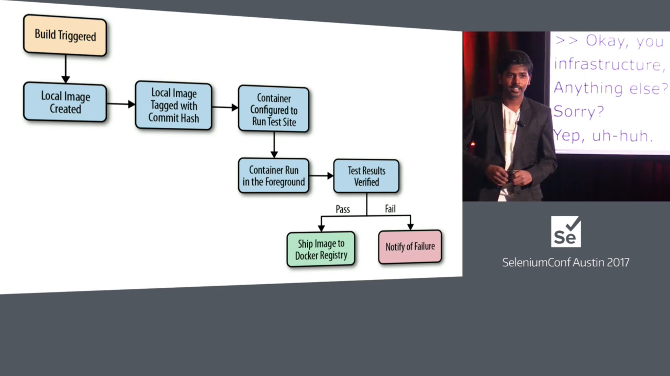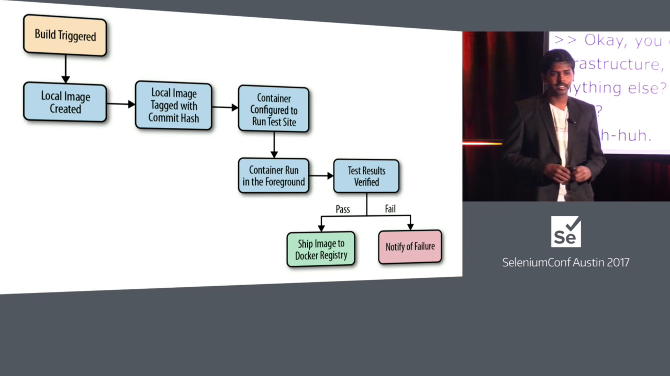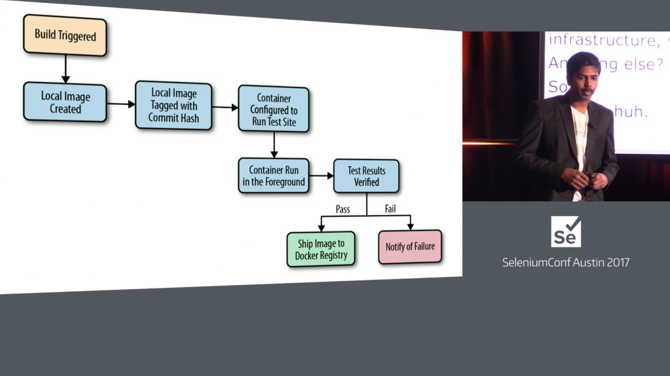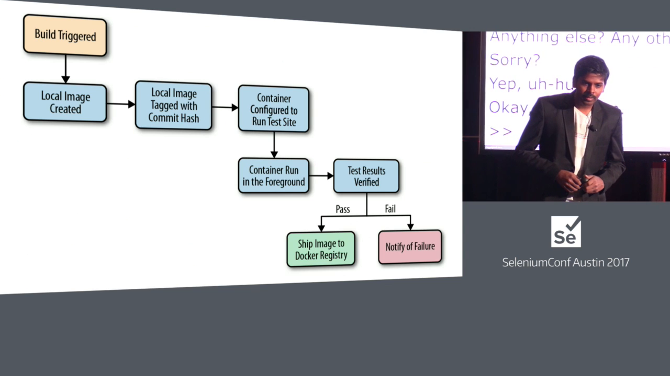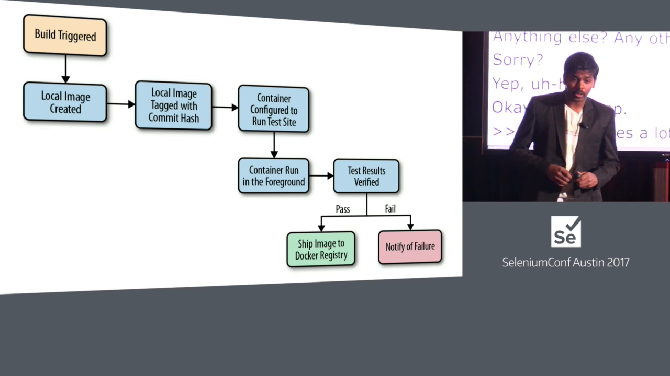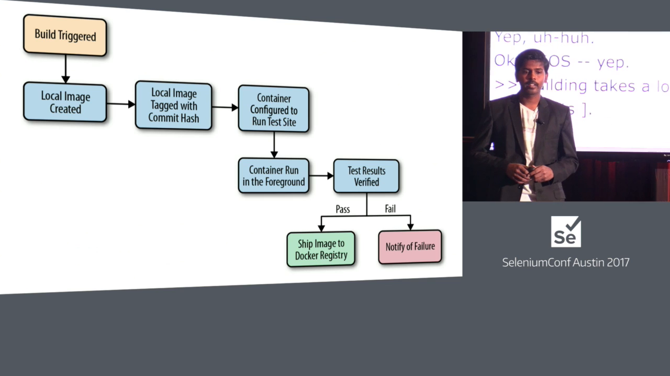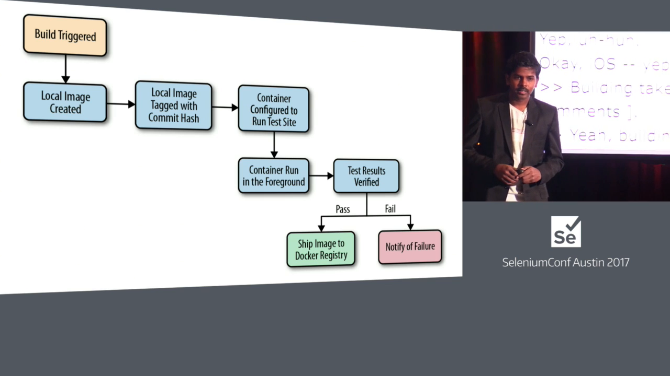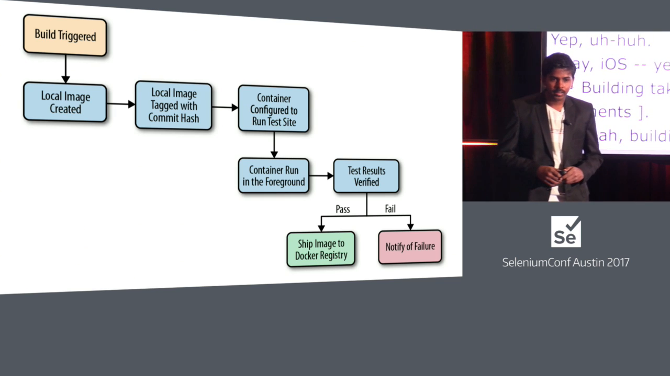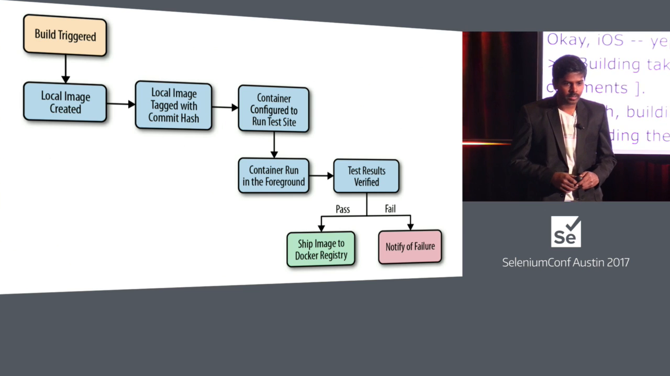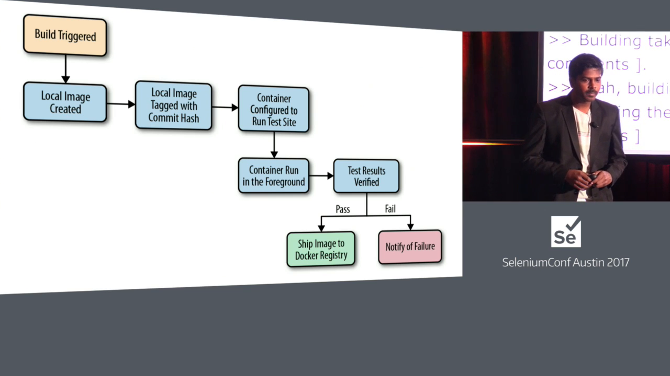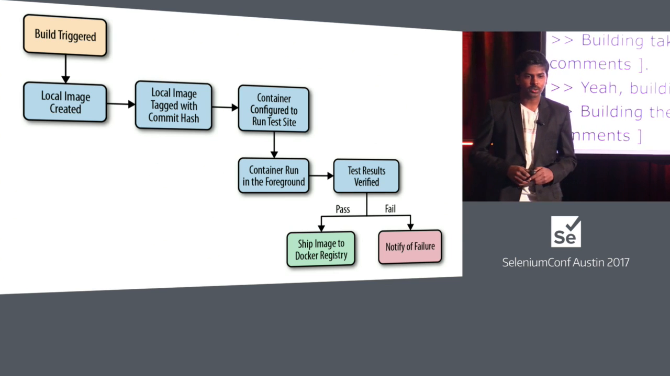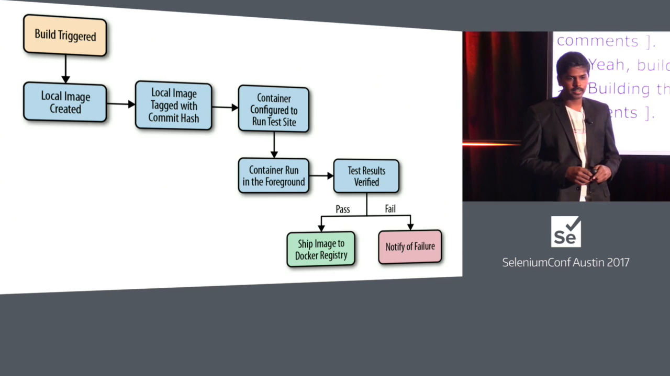Okay. Another one is OS, iOS 10.2. Yeah. Building takes a lot of time. You need the native. Building a Docker image. Yeah, building the image for native applications. Building the app for native applications takes a lot of time. Like for iOS, you need Xcode for you to do it. Yep. Okay. So application dependencies.